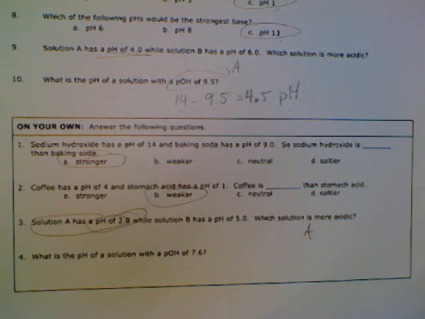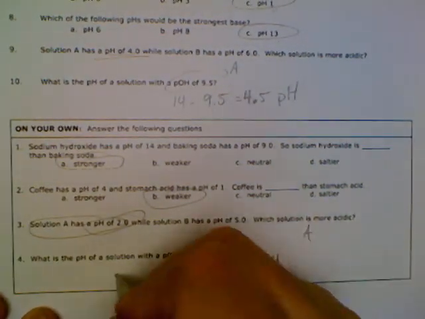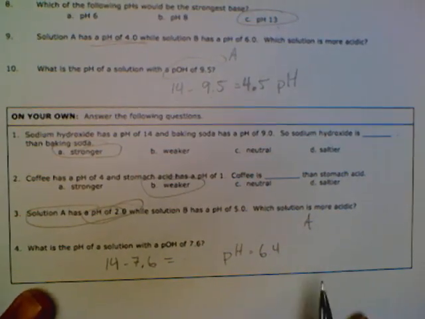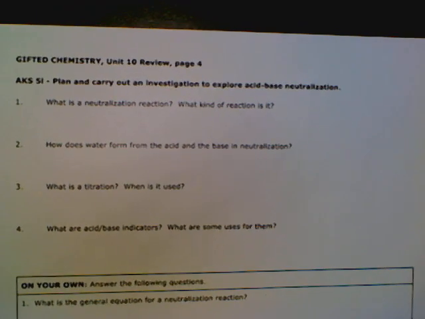What is the pH of a solution with a pOH of 7.6? 14 minus 7.6 is 6.4. pH equals 6.4. Okay, page 4. These are all so easy. We've been zooming right through this review, but I'm going to slow down when we get a little further on.